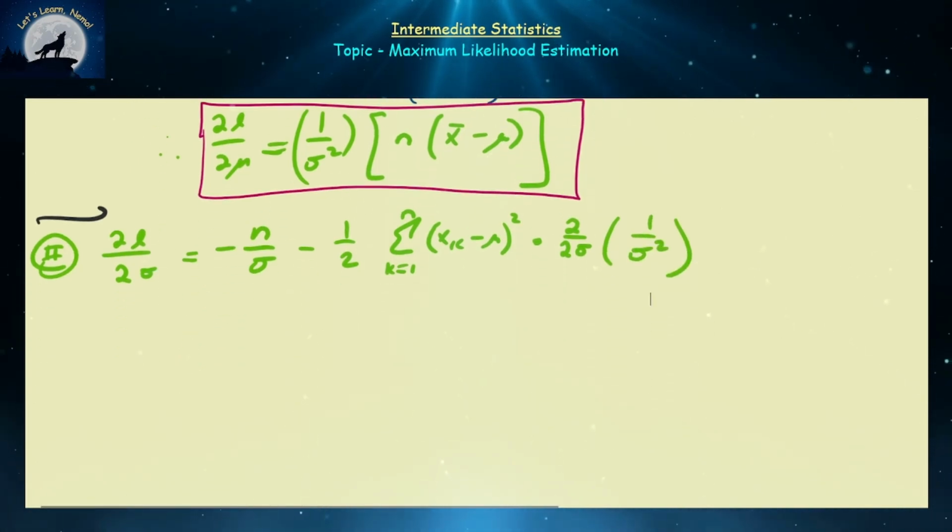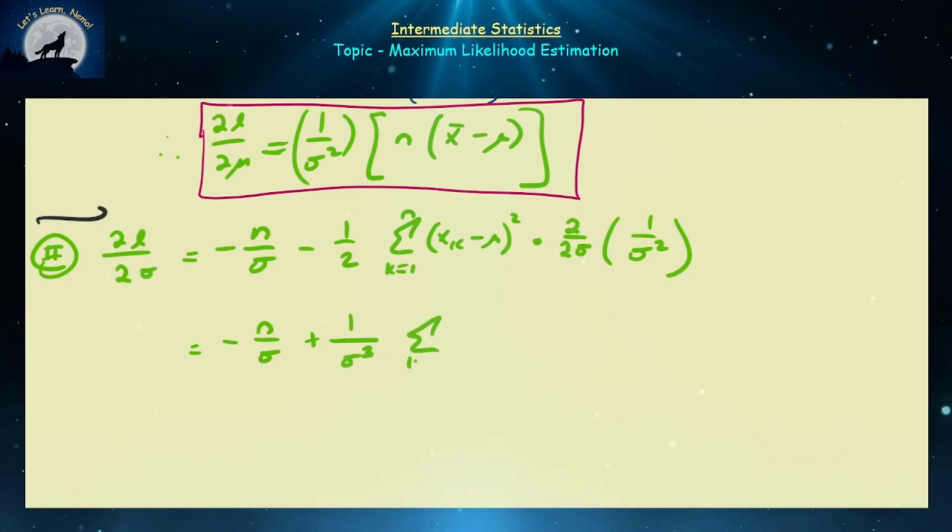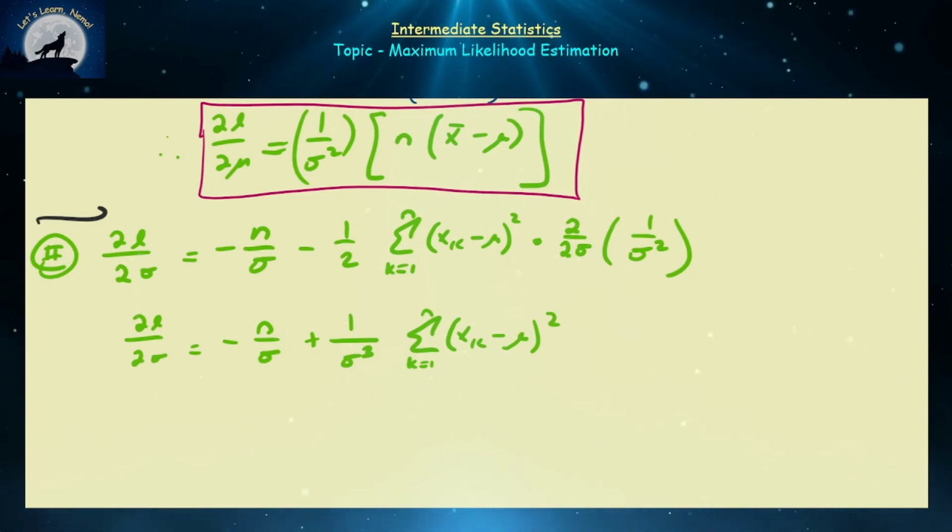So once we do that, this is going to be equal to what? Keep in mind, that's sigma to the power of minus 2. Minus 2 comes down, power becomes 3 on the bottom. So this is going to be equal to minus n over sigma plus 1 over, the 2 cancels with the 1/2, then we're going to be left with sigma cubed times the sum from k equals 1 to n of (xk minus mu) quantity squared. That's partial L partial sigma.